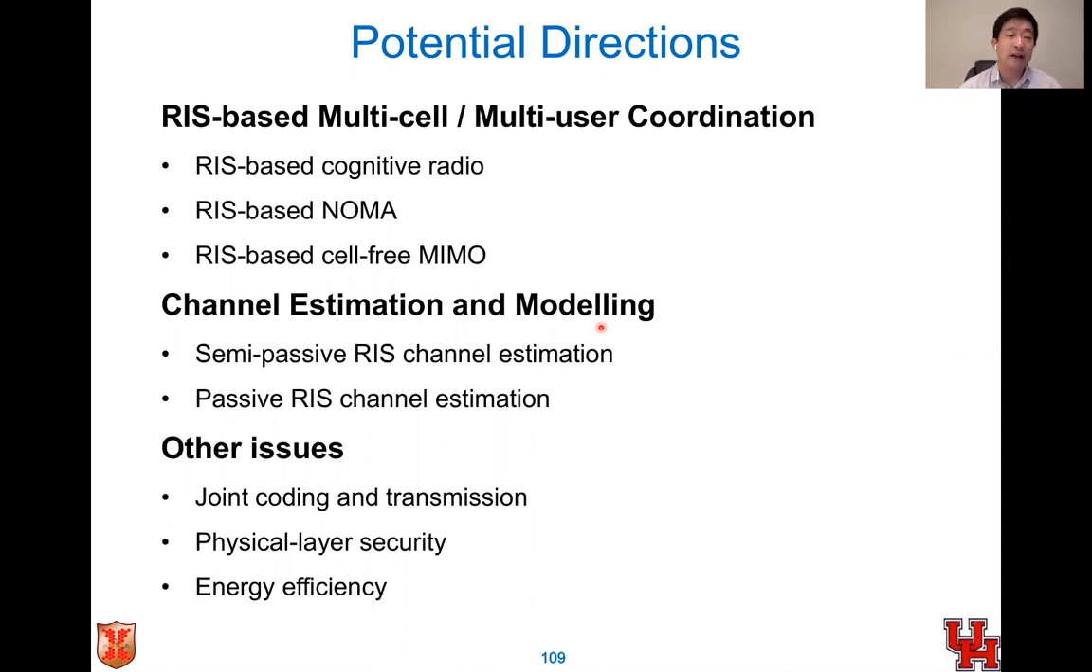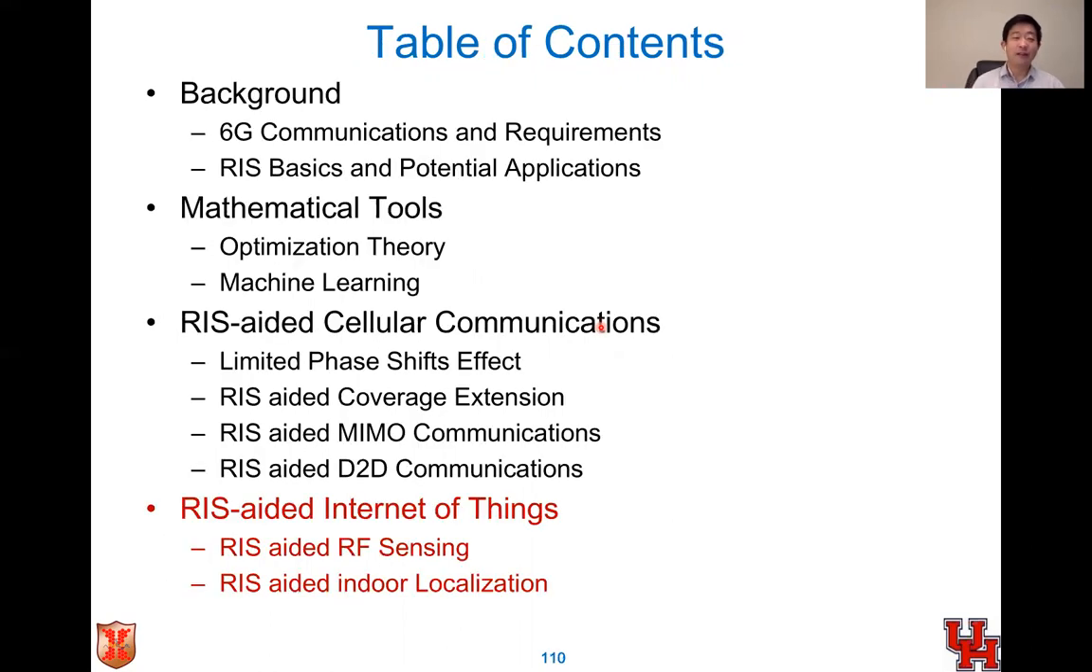So basically the RIS assists in multi-cell user coordination, for cognitive radio, NOMA, and MIMO. And then we have to do channel estimation and modeling. So how can you estimate the channel? And other issues: joint coding, physical layer security, energy efficiency, and something like that. So you can see that recently, for RIS papers, you can find them on arXiv. Anyway, this is a five-example overview we show on how to push the RIS into the other layer.